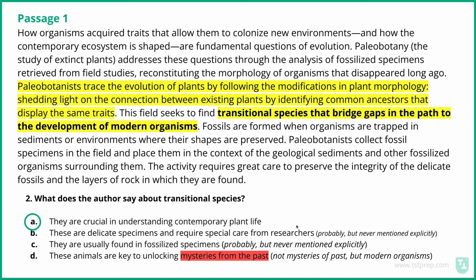Number 2 is A. They are crucial in understanding contemporary plant life. I've highlighted in yellow where you can find the answers, and made bold anything that's important. Also, what's highlighted in red means that is one of the big reasons why a choice is wrong. So for example, here, mysteries from the past is the incorrect phrase. It's not mysteries, but it's about discovering modern organisms. Let's keep going.